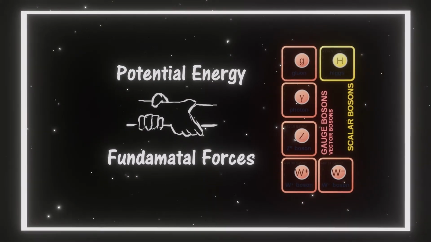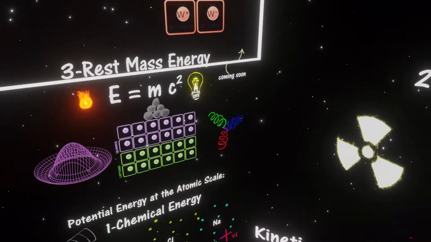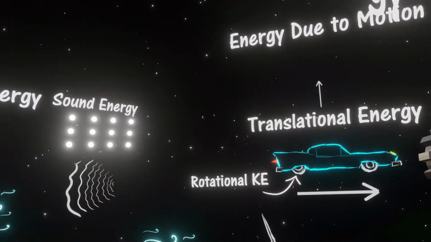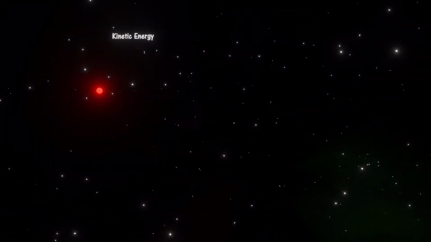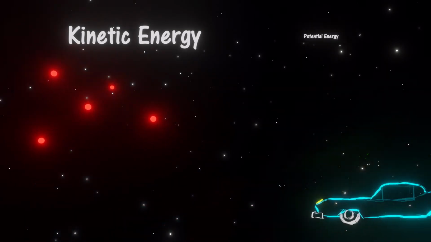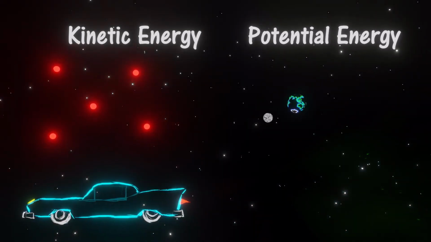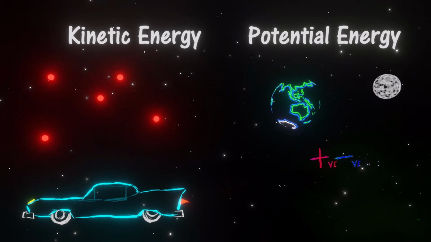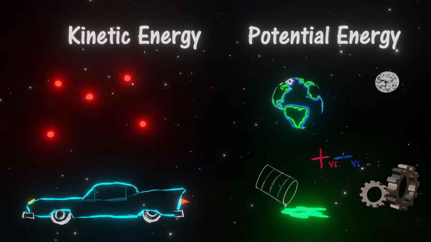So, no matter what kind of energy we're talking about, it really is just one of two types: kinetic energy, which is the energy due to the motion of particles, or potential energy, which is the energy due to a particle's position with respect to other particles or its configuration or composition.